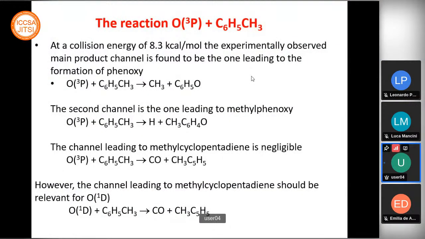In particular, the reaction between oxygen and toluene, which has been studied experimentally at a collision energy of 8.3 kilocalories per mole, is found to lead to the formation of phenoxy as the main product channel, followed by the formation of methyl phenoxy. That is the elimination of methyl in the first case and hydrogen in the second case. For the triplet surface, the channel leading to methylcyclopentadiene and carbon monoxide is negligible, as was supposed. But this channel should be relevant on the singlet surface, that is, for the reaction between oxygen in its first excited singlet D state and toluene.